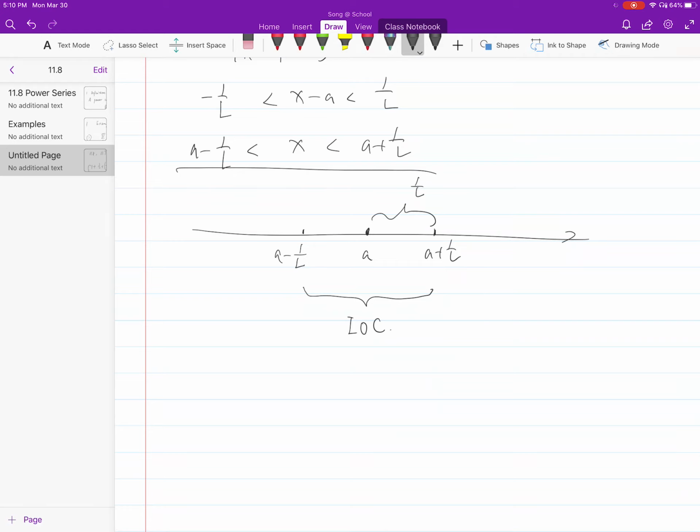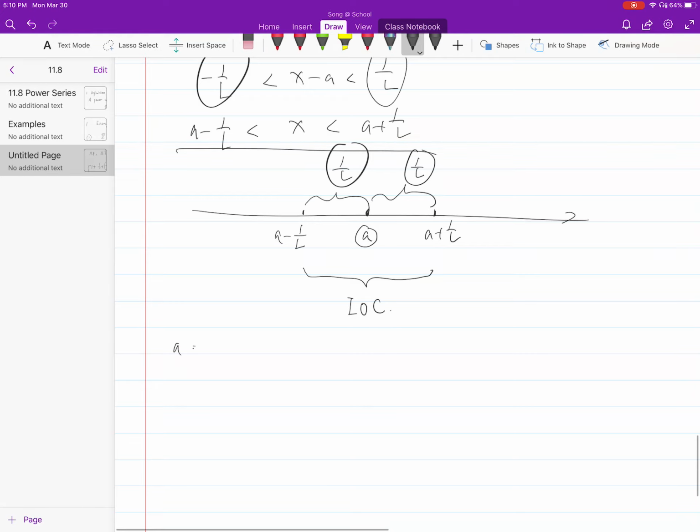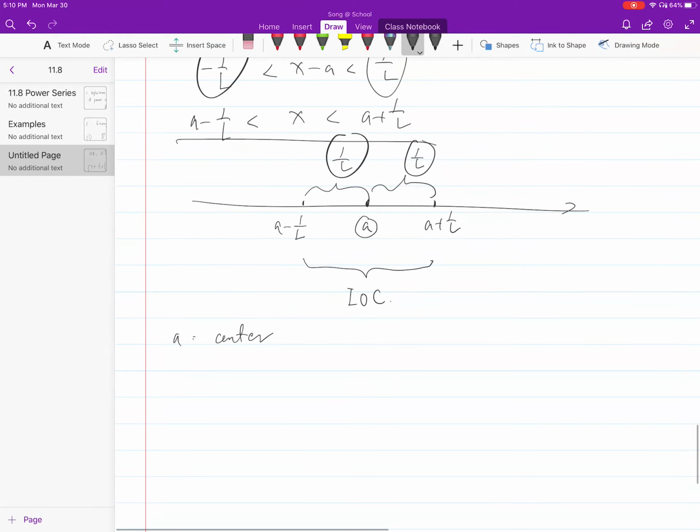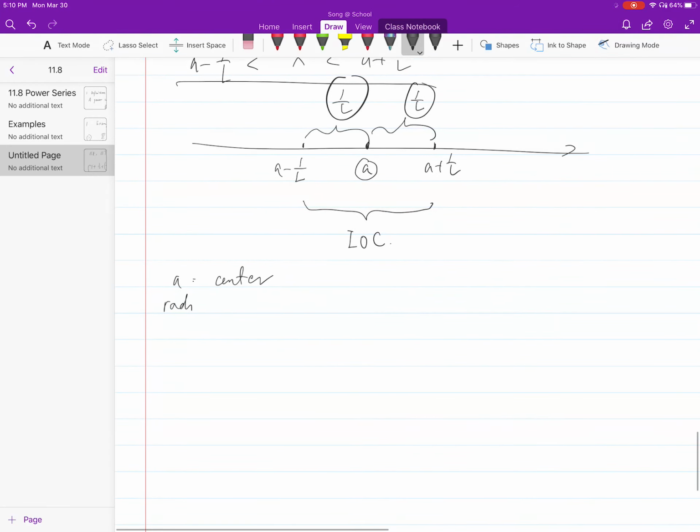Now, if you take a look, what does this one look like? Do you realize it's always equal distance from the left or to the right of this A? Because you have an absolute value. Absolute value means go negative and then go positive from this thing here. So no doubt, A is called the center. And this interval, because it's exactly symmetric, we can define the radius of convergence of the interval of convergence. In this case, it's nothing but 1 over L.